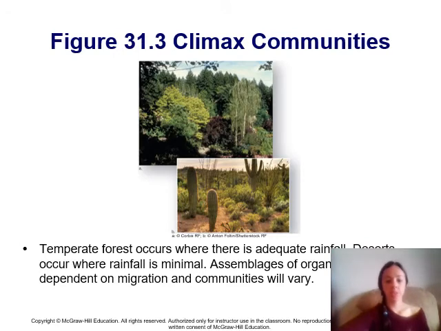The temperature and humidity of an area will determine the plant and animal species found there. Temperate forests occur where there is an adequate amount of rainfall and moderate temperatures, and you can find temperate forests around Fort Wayne. And then deserts, found more out west, occur where there's limited rainfall and high temperatures.